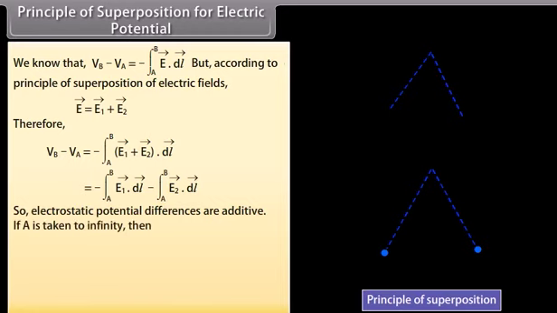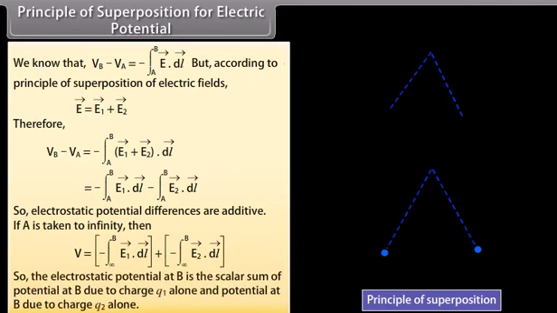If A is taken to infinity, then V is equal to minus integration from infinity to B of E1 vector dot dl vector, plus minus integration from infinity to B of E2 vector dot dl vector. So, the electrostatic potential at B is the scalar sum of potential at B due to charge Q1 alone and potential at B due to charge Q2 alone. This result is applicable for any number of charges.